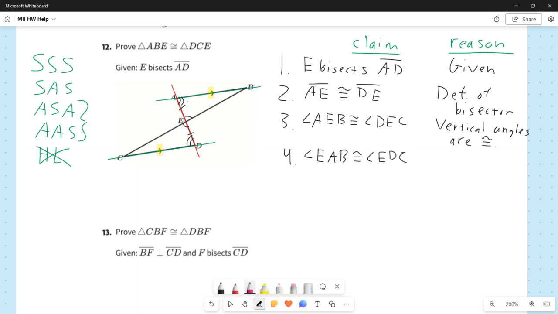So these 2 angles that we just indicated, they're what are known as alternate interior angles. And when your green lines in this situation are parallel, which they are in this case, alternate interior angles are congruent to each other.